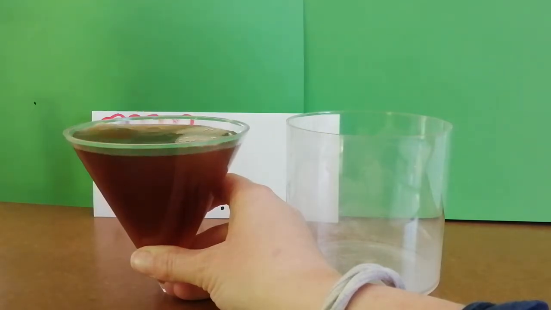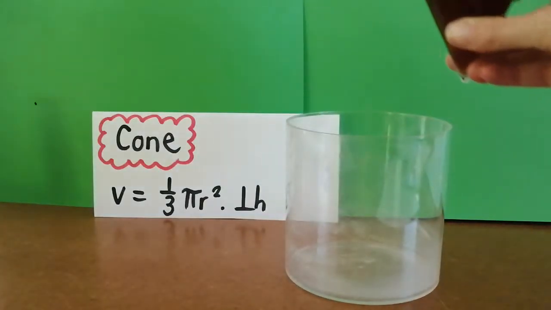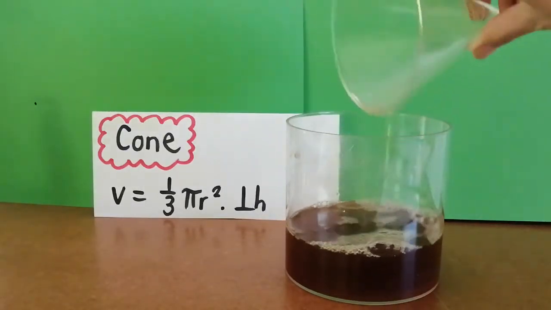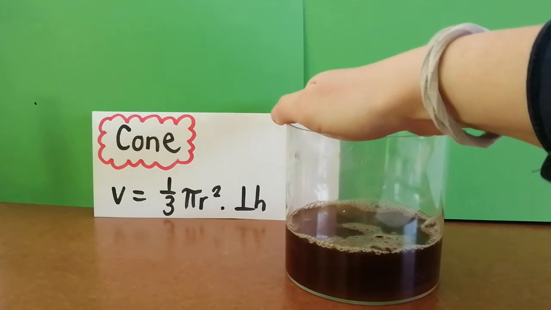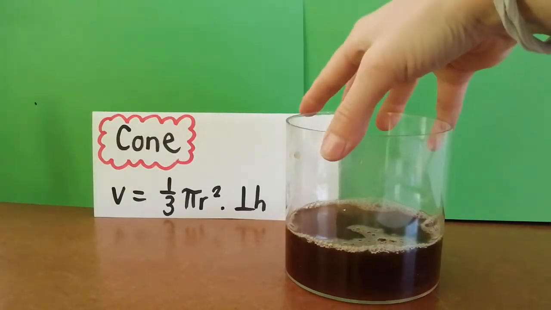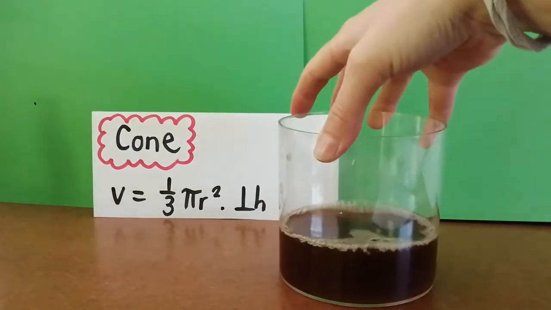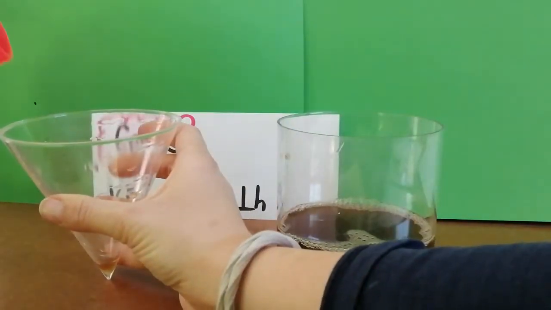So I fill my cone. Obviously I'm not filling it right up to the brim because I'm going to spill, and very gently I'm going to pour it into my cylinder. I hope you can see that if this is the height of my cylinder, that it's not completely eye level, is 1/3 of the cylinder. Still don't believe me? Let's add another one.